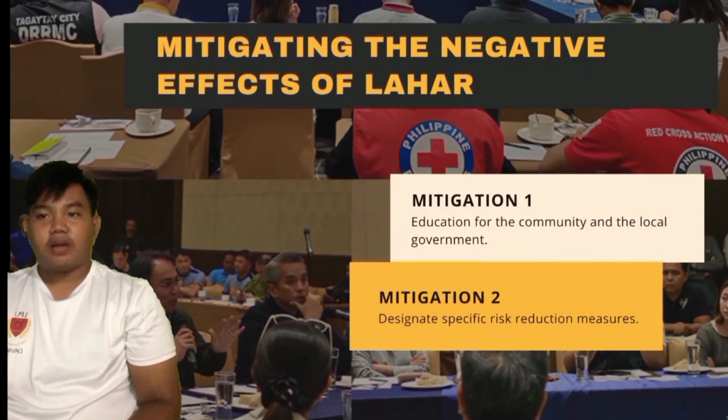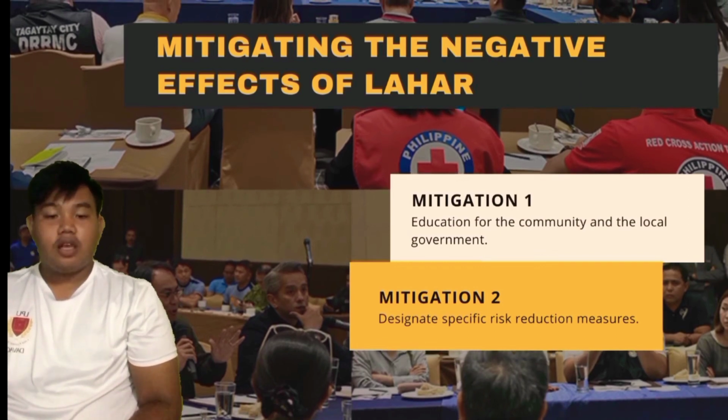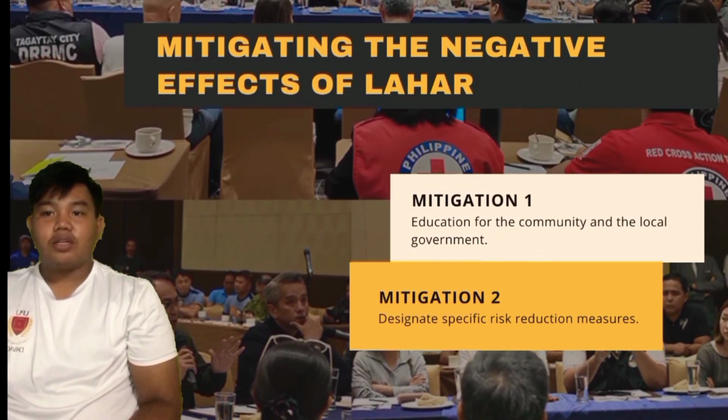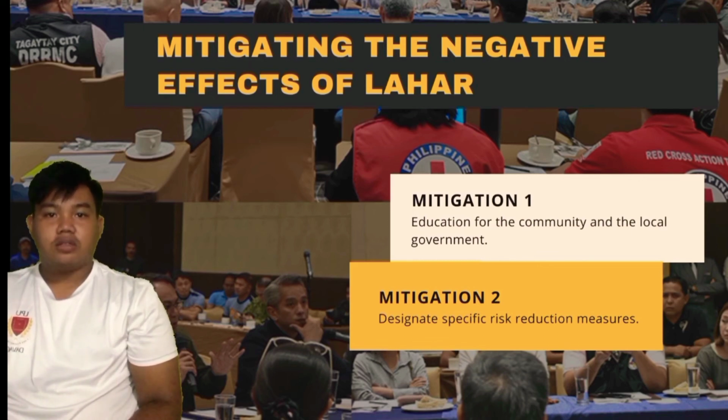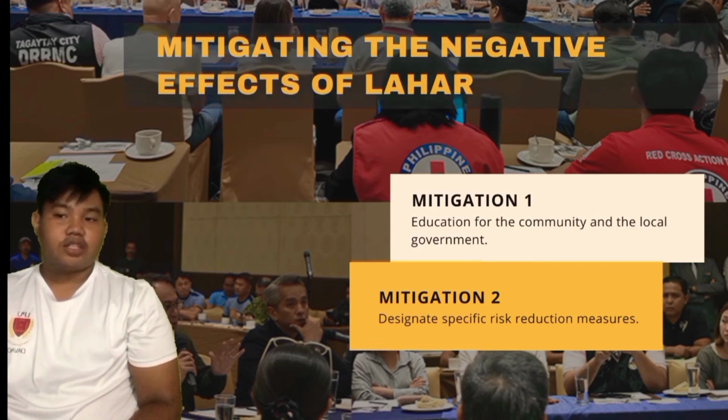Mitigating the negative impacts of lahar. Lahar flows cannot be predicted easily because they can occur with or without volcanic activities. Their exact source and magnitude are also challenging to pinpoint before onset. Risk reduction measures can be designed to lessen the risk of lahar. To reduce the negative impacts of lahar, there must be education for the community and local government, and designation of specific risk reduction measures.